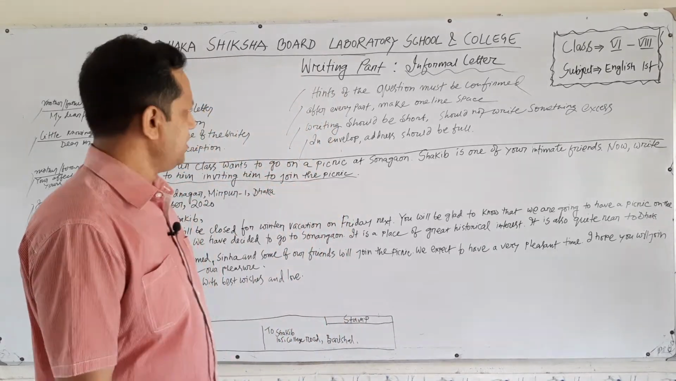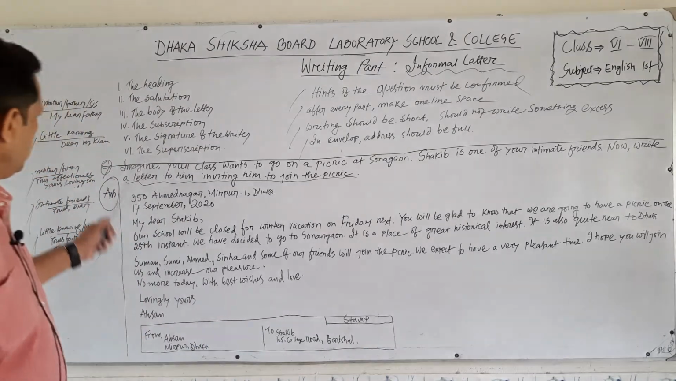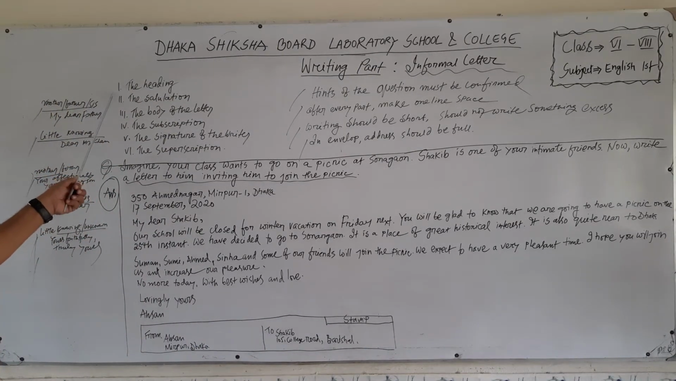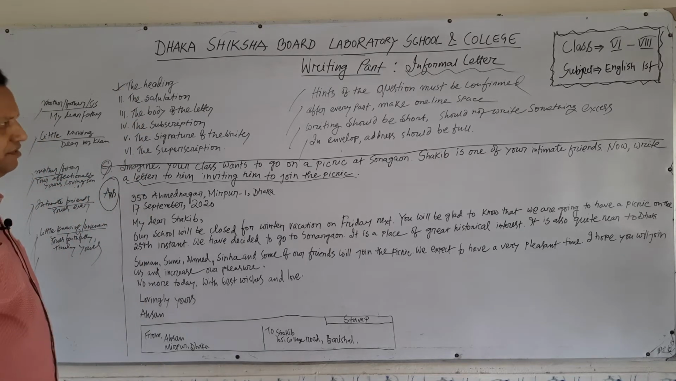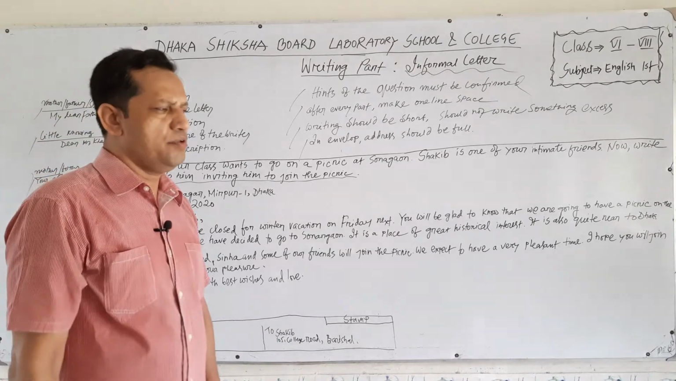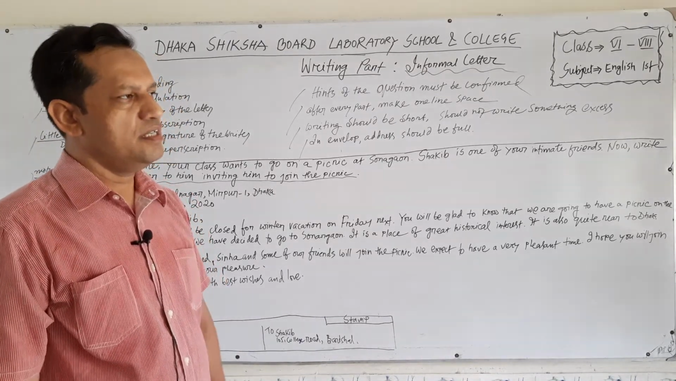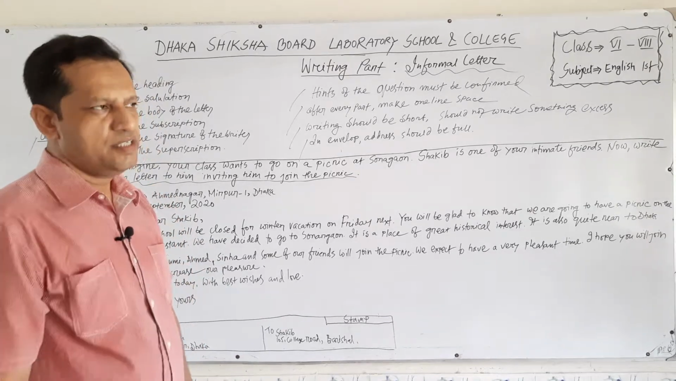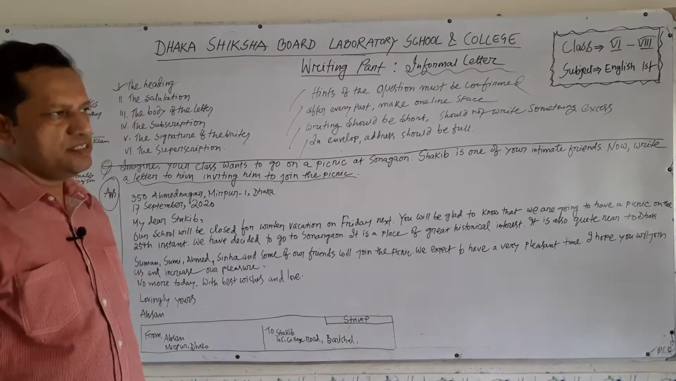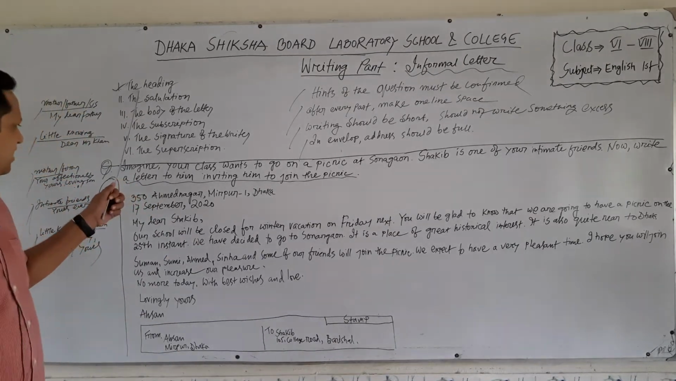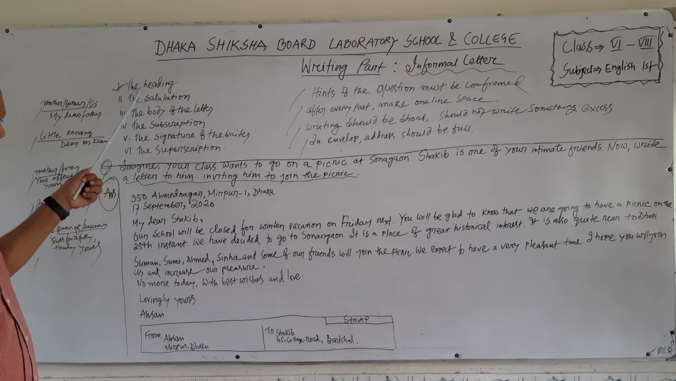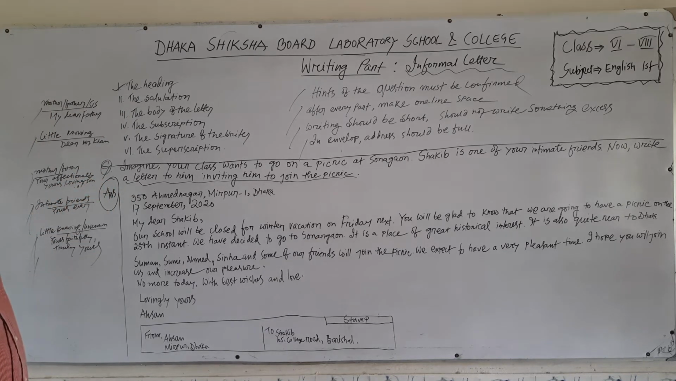For writing informal letters, you should know that there are six parts of writing an informal letter. You know well that the first is the heading. The heading, what? In informal letter, the writer has to write his address, date and place. Actually, in the heading, the writer writes his address and also date.